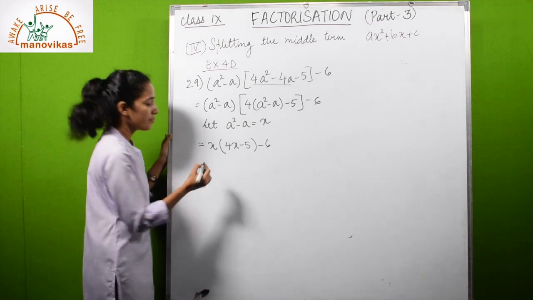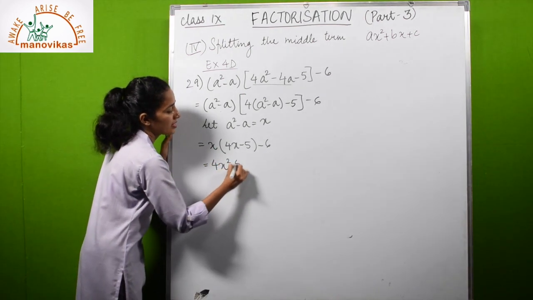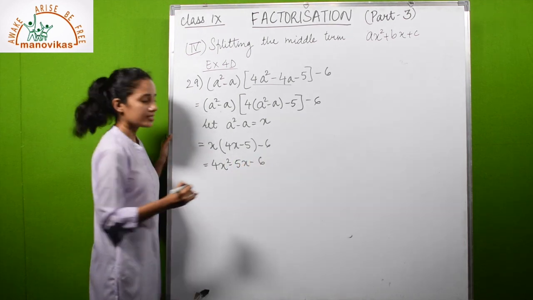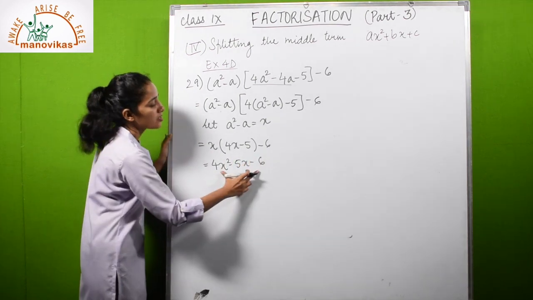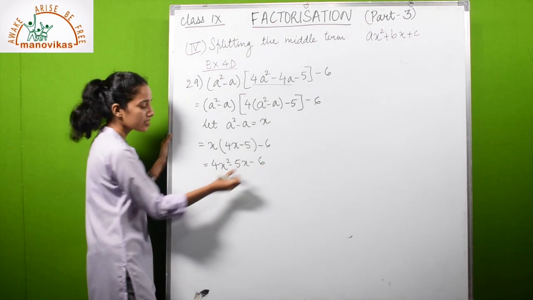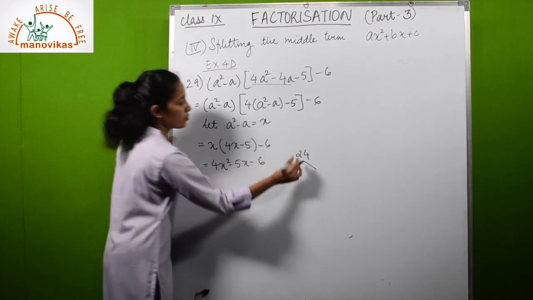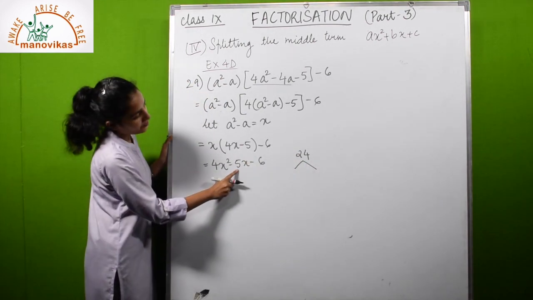What will be the next step? You open up the bracket. So I have 4x square minus 5x minus 6. Now this is a trinomial. So how do you factorize this? You have to find the factors of 6 into 4, that is 24, such that when you subtract, I have to get 5.